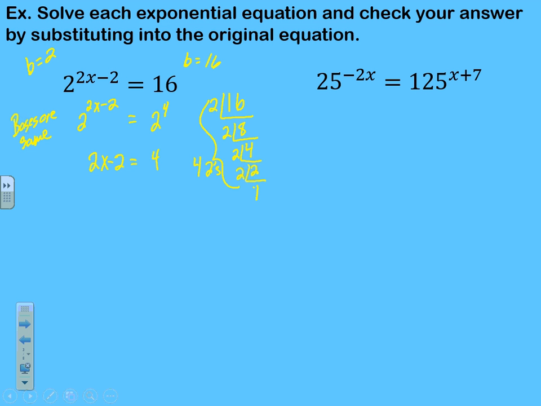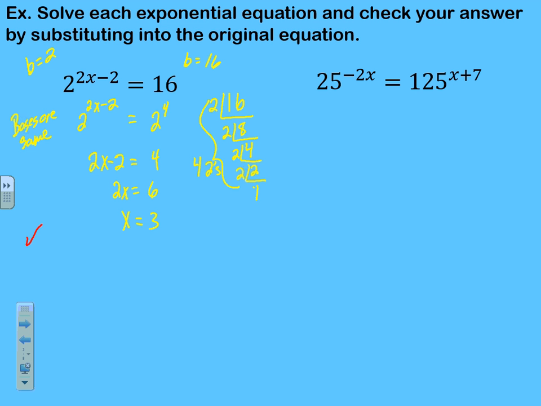Move the 2 over from the left side to the right side through addition, and I get 2x is equal to 6. Divide both sides by 2, and in this case, x will equal 3. So now let's check it. Did we get everything correct?